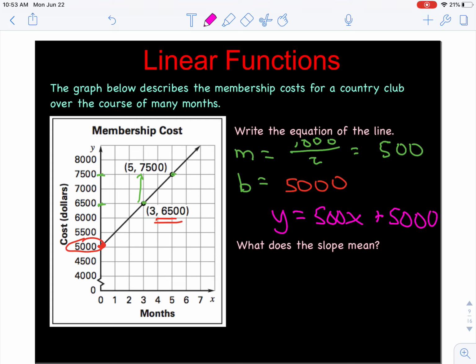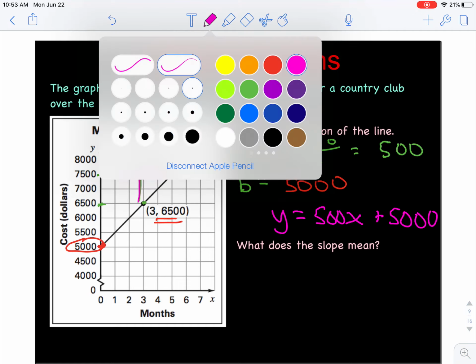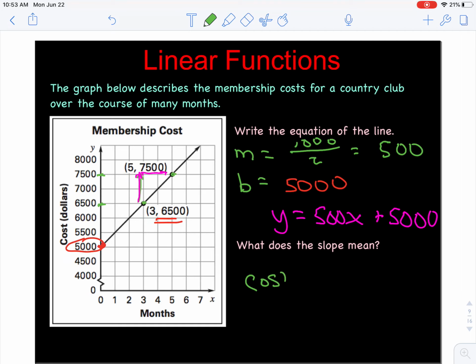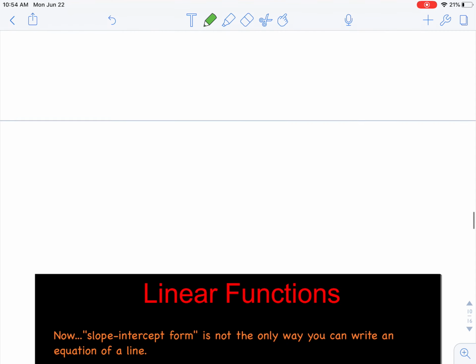And it asks, what does the slope mean? What the slope means is your cost is rising $1,000 for every 2 months. So that means your cost is going up $500 each month for the membership. So that really means your membership costs $500 a month, and your initial fee to join this golf country club is actually $5,000. It's kind of expensive.